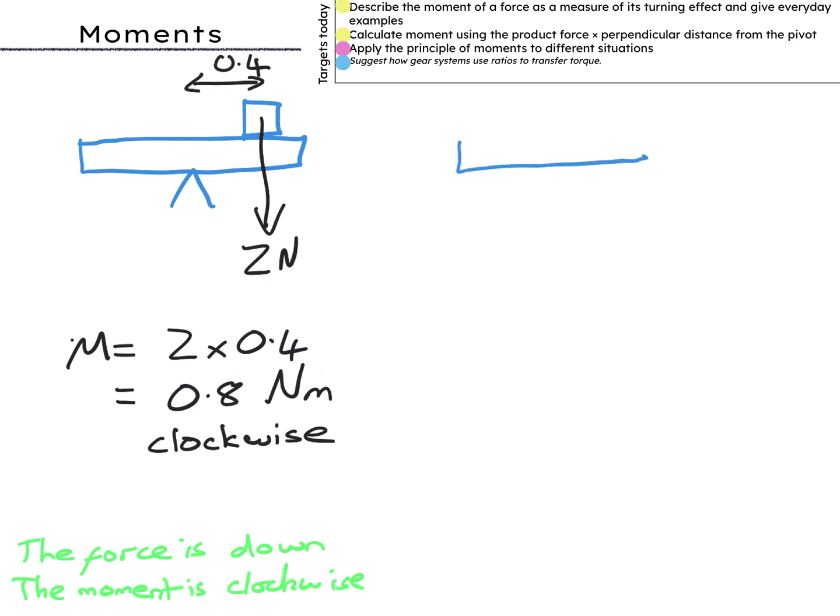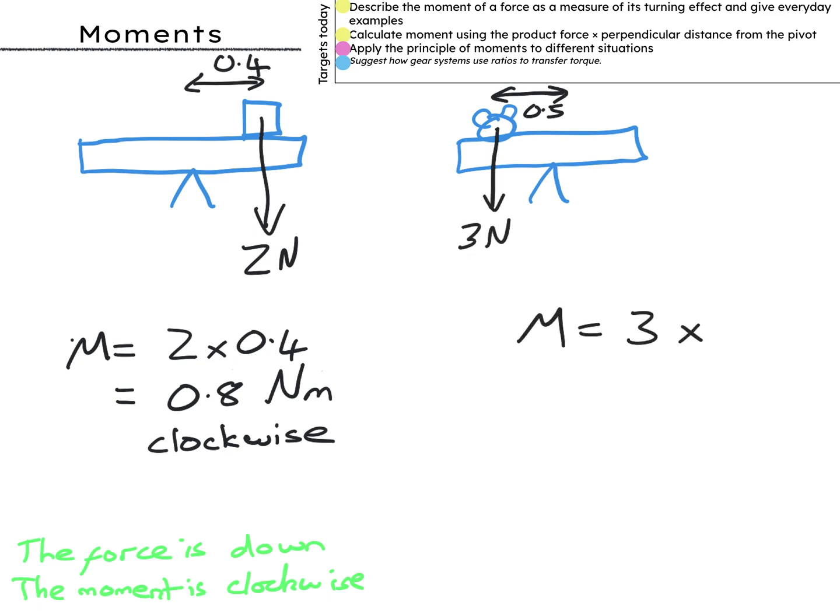This mouse, weighing just 3 newtons, is 0.4 meters from the pivot on the left. So its moment is 3 times 0.4 equals 1.2 newton meters, anti-clockwise.